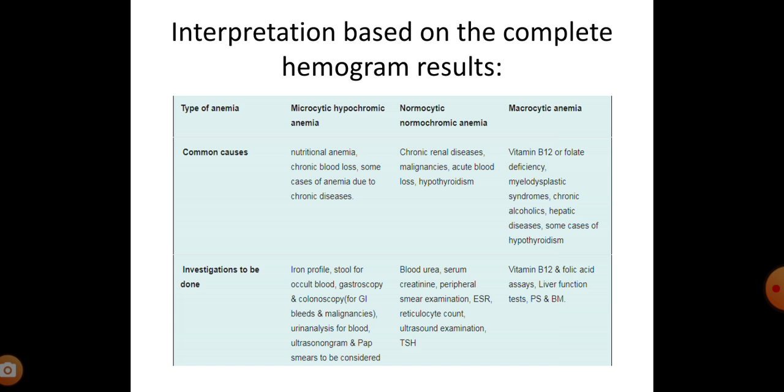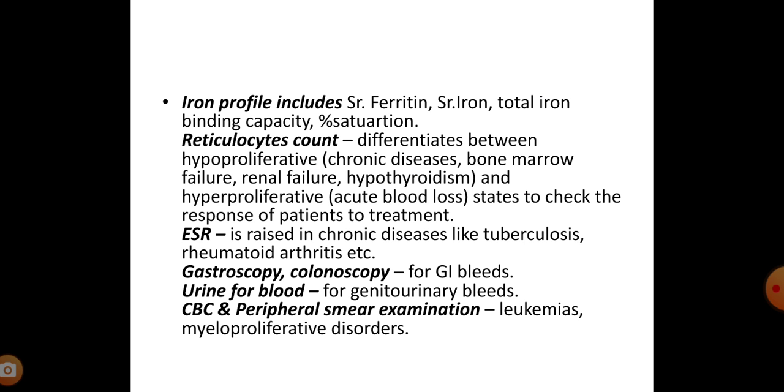Normocytic normochromic anemia. So when do you get this normocytic normochromic type of anemia? In chronic renal diseases, malignancy, acute blood loss and hypothyroidism. And the investigations are given here. And macrocytic anemia in B12 deficiency or folate deficiency, myelodysplastic syndromes, chronic alcoholics, hepatic diseases and some cases of hypothyroidism. So investigations will be B12 and folate assays, liver function test, peripheral smear and bone marrow studies.